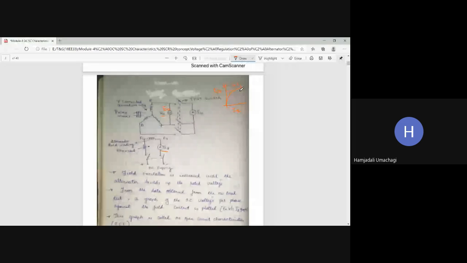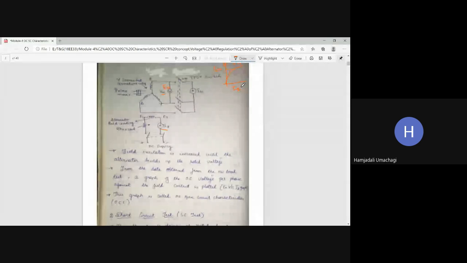This curve we call the open circuit curve, or open circuit characteristics curve, or magnetization curve. Is it clear? This graph is called the open circuit characteristics, OCC. Is it clear how to do the test? Is it clear how to conduct the OCC test?